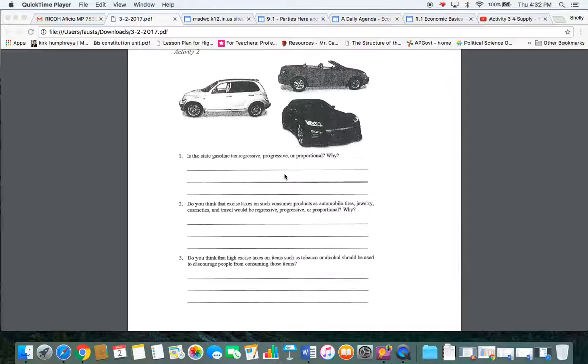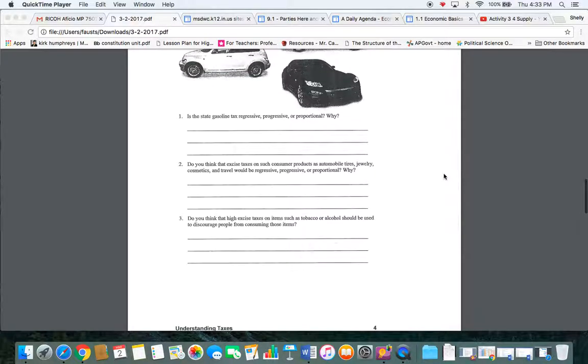So this says, is the state gasoline tax regressive, progressive, or proportional? We talked about this in class, but I want you to ask yourself, you and I are standing beside each other and we just pumped the same amount of gas. Which one of us is that tax going to have a greater impact on, you or me? If we're both paying $5 for this tax, I make more than you do, so it's going to be a higher percentage of your income. So the answer to this question is it is regressive because low-income people are going to pay a higher percentage of their income towards this particular tax.